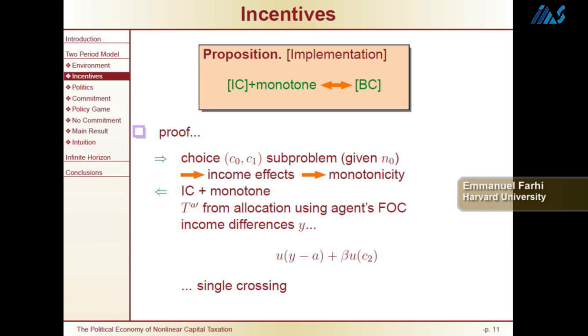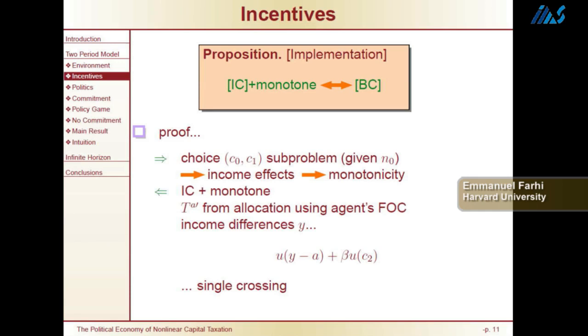So imagine that you have the budget constraints. Then the allocation is going to be incentive compatible because it's the choices of agents. And I want to prove that it's monotone. For a given N0, I'm going to look at the choice between C0 and C1. Because of the way income effects play out here, the allocation is going to be monotone in the sense that if you have higher income, C0 in particular is going to be increasing in theta.